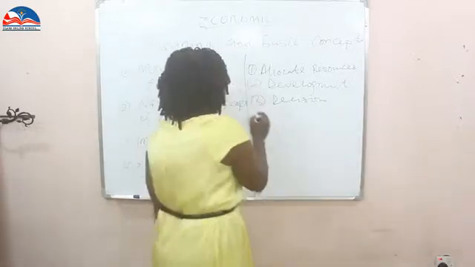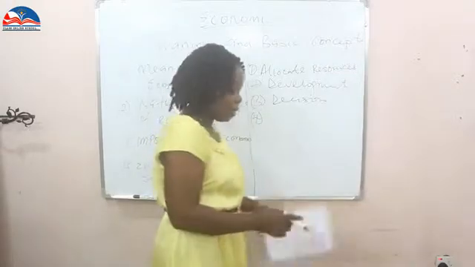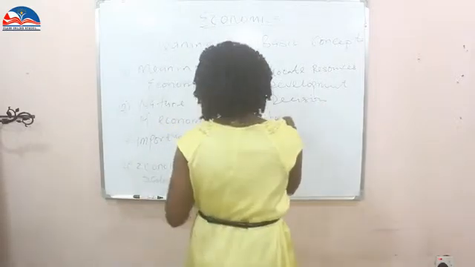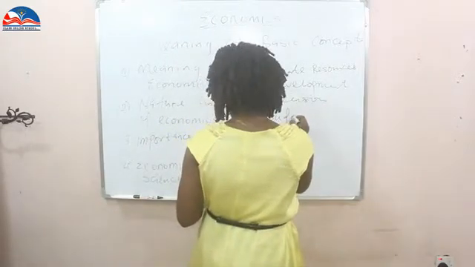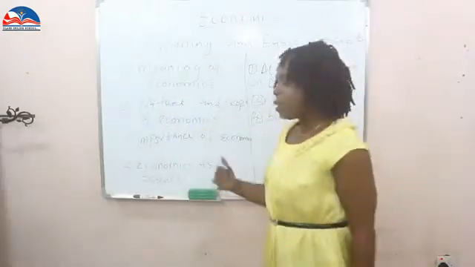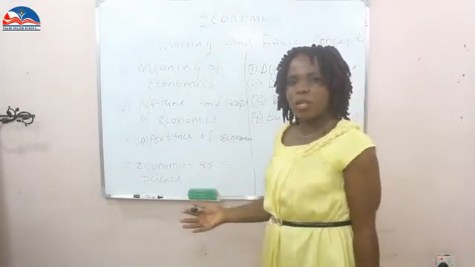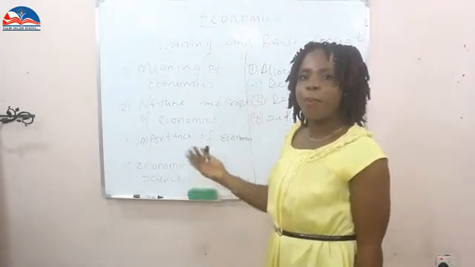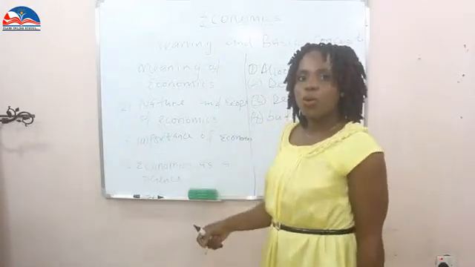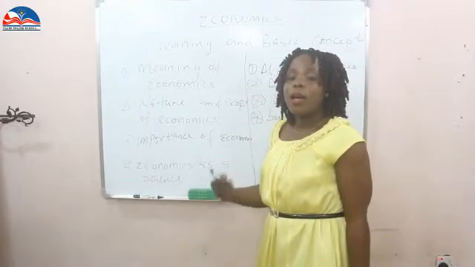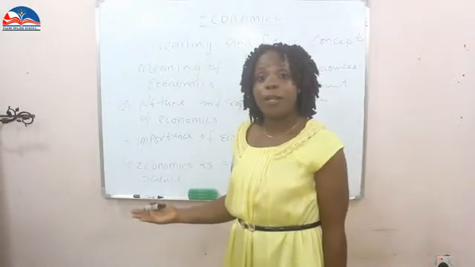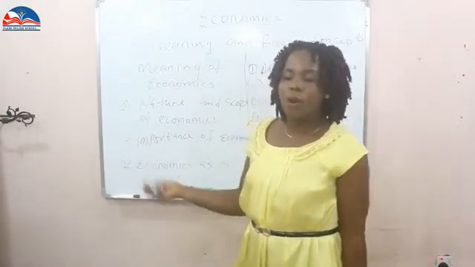Now we'll move over to number 4, which is preparation of budgets. It helps in budgets. Economists help individuals, organizations, and the government to make appropriate budgets, to know where funds are supposed to go. And as individuals, economists help us to make appropriate budgets in order to manage ourselves, our lives, and our families. That's another importance of economics.